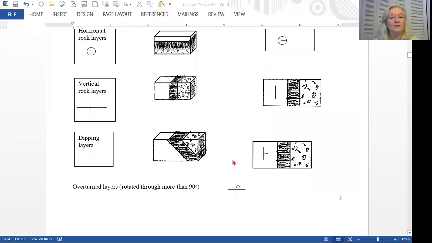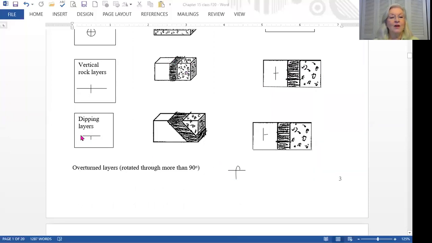Dipping layers are, again, a long line with a short piece in the middle of it. So if we have our layers like this, 3 different layers, you can see that this black layer is tilting down and to the right. And so here is the strike, always parallel to the existing rock layers. Here is the dip pointing in the direction the rock layers went.